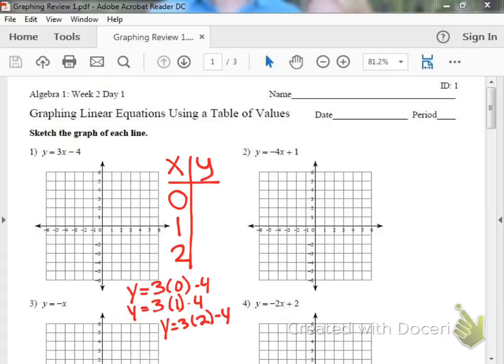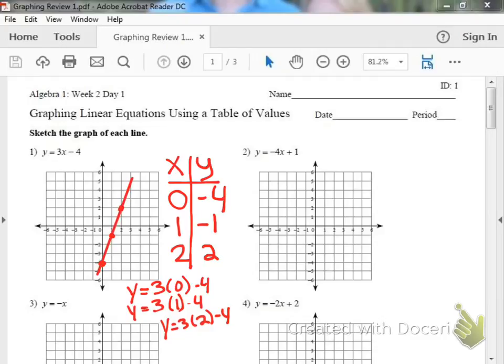3 times 0 is 0, and 0 minus 4 is -4. 3 times 1 is 3, minus 4 is -1. And 3 times 2 is 6, and 6 minus 4 is 2. I'm going to graph these 3 points, so side to side 0, down 4, right 1, down 1, and right 2, up 2. If it forms a line, you're probably in pretty good shape.